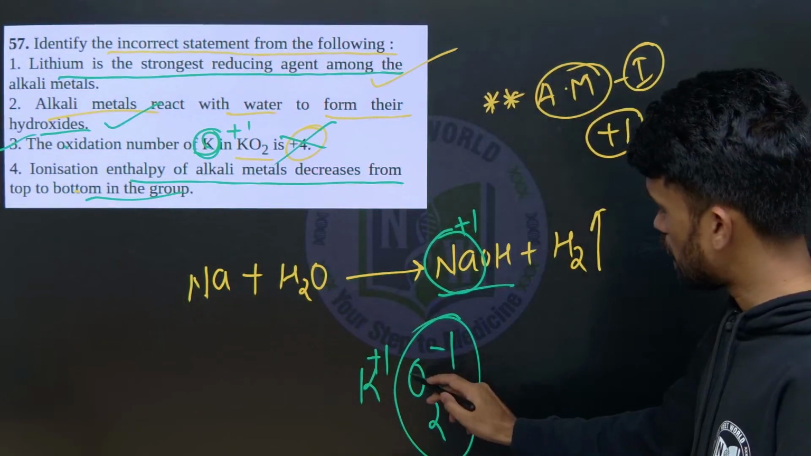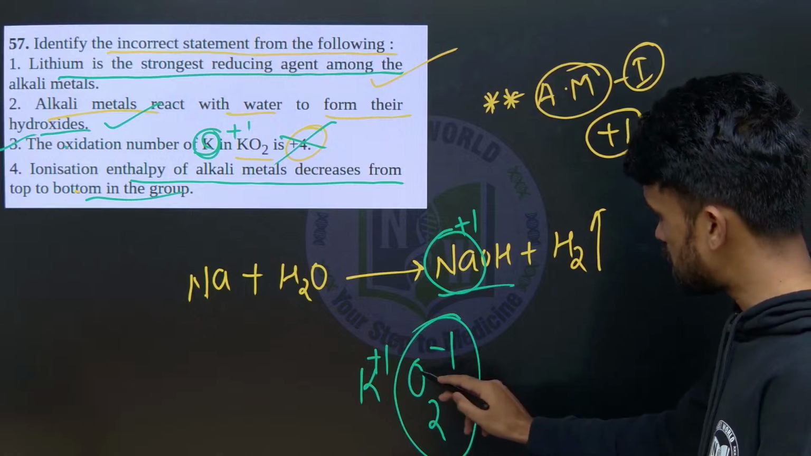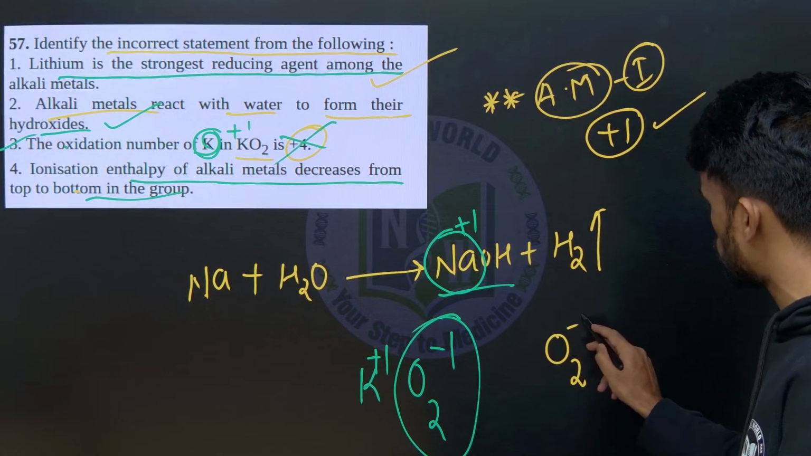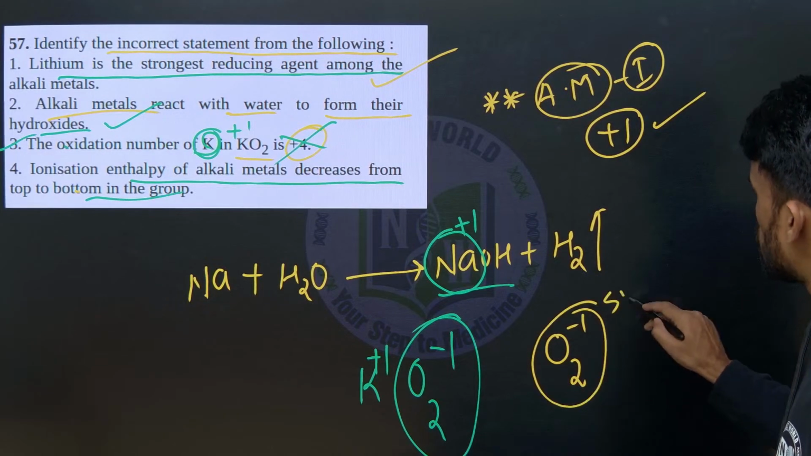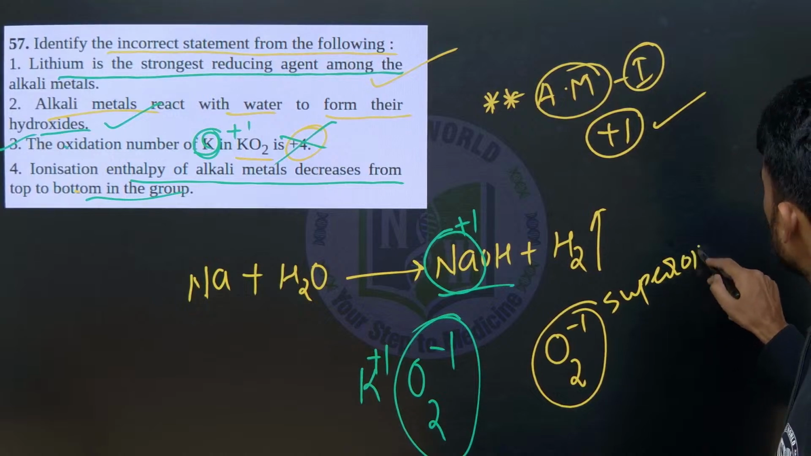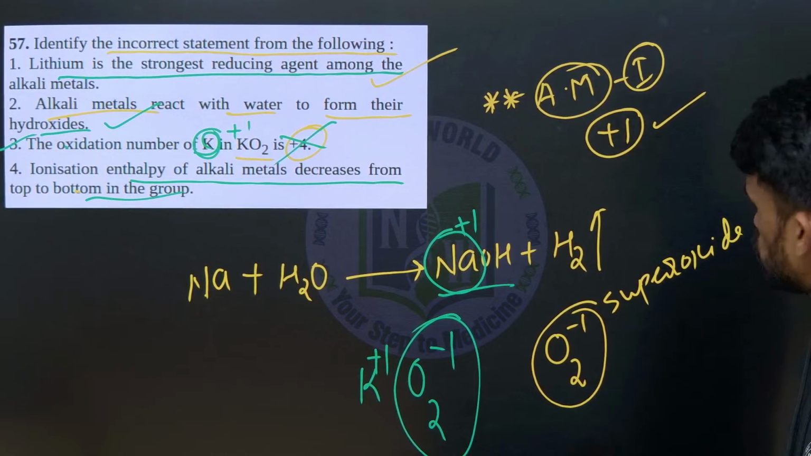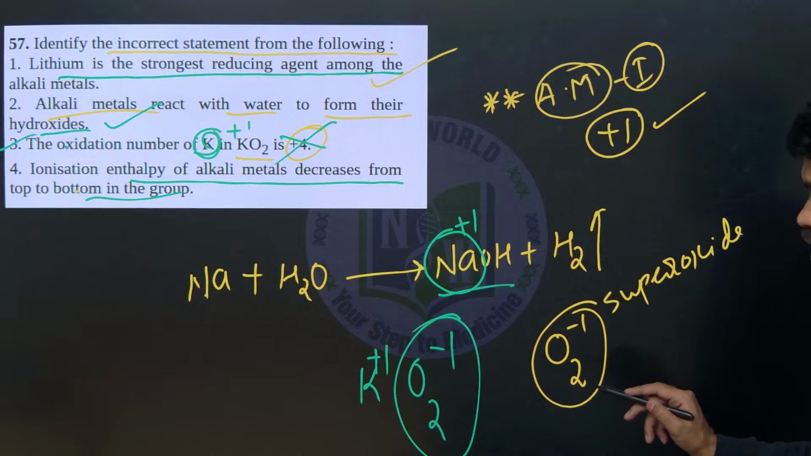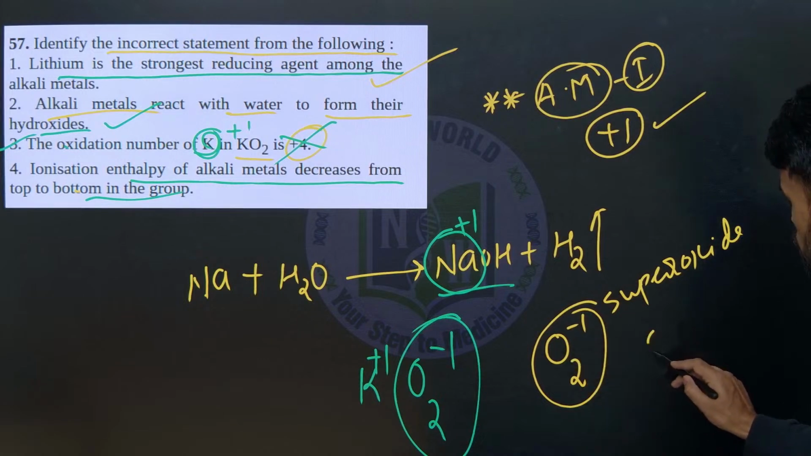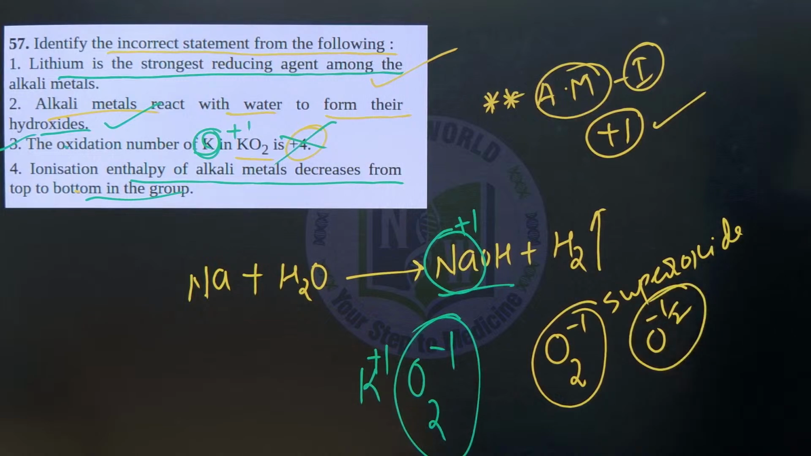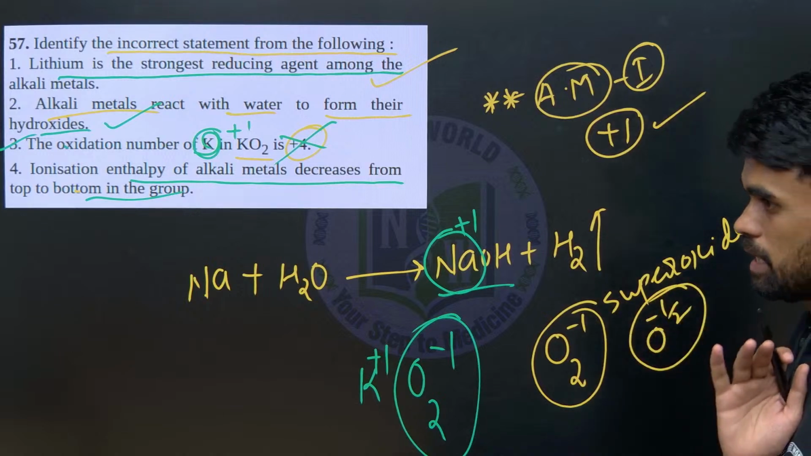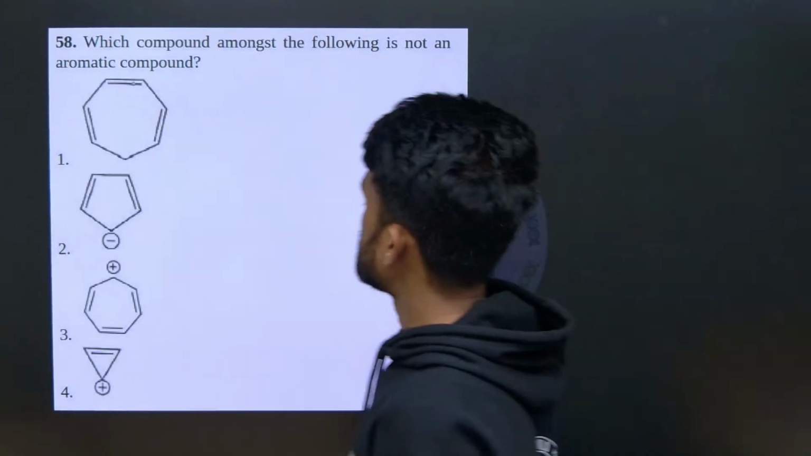Next, KO2 is given. In this, whenever the O2 molecule has a -1 charge, we should call this superoxide. So superoxide will have a -1 charge for the molecule. What is the oxidation state of each oxygen atom in the superoxide? It will be -1/2. For each oxygen atom it will be -1/2; for the molecule it is -1. I hope it is clear. Next.